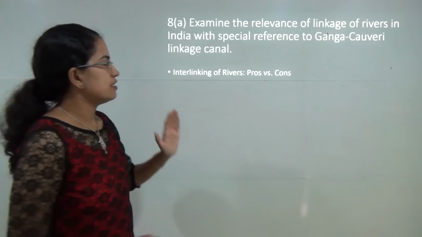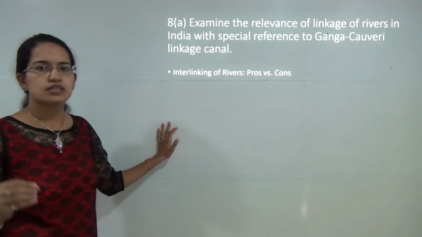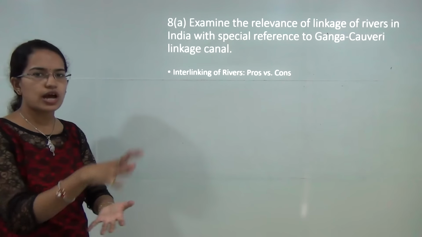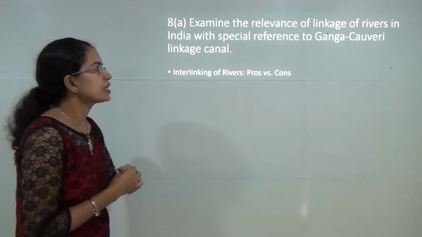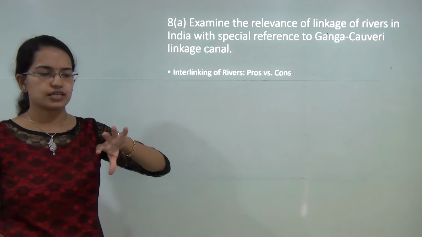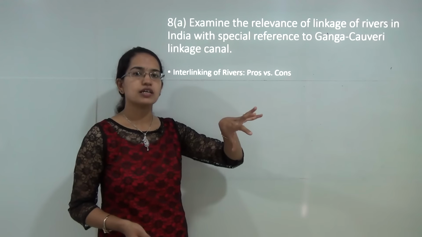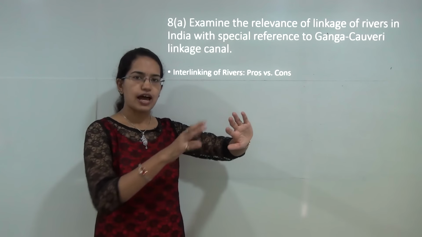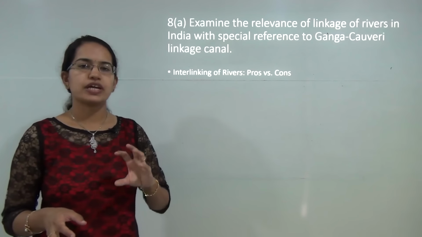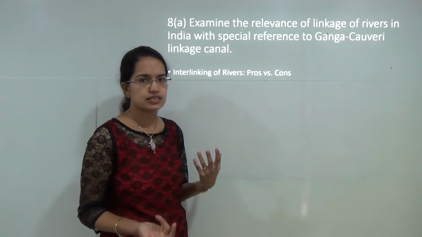The next question is the relevance of linkages of rivers. Now this question talks about interlinking of rivers, the benefits and the disadvantages. This is again important for this year because you had Ken Betwa, which was in the news recently. This talks specifically about Ganga-Cauveri. So what you have to explain is how the rivers which are perennial in water and where you have the problems of flood should be avoided, and that water should be diverted to the region where you do not have sufficient water, or where there is lack of, or I could say water scarcity in simple terms.